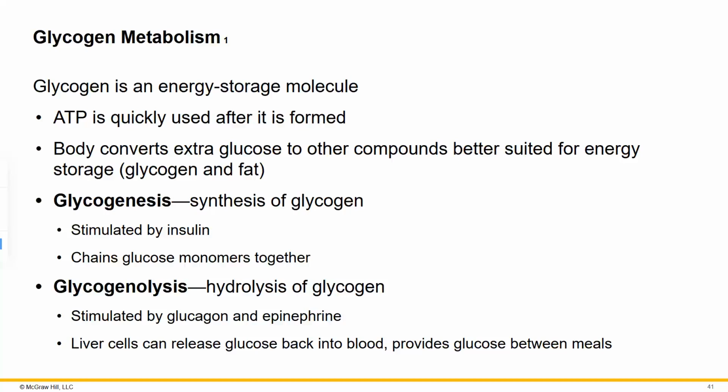Glycogenolysis. Glycogen is written out in there. That's referring to glycogen. Lysis means to cut up or break apart. So glycogenolysis is the hydrolysis of glycogen, or the breakdown of glycogen. Hydro is referring to water. Lysis is to break apart. So this is breaking down glycogen into its building blocks using water. Stimulated by glucagon and epinephrine, liver cells can release glucose back into the blood and provide glucose between meals.